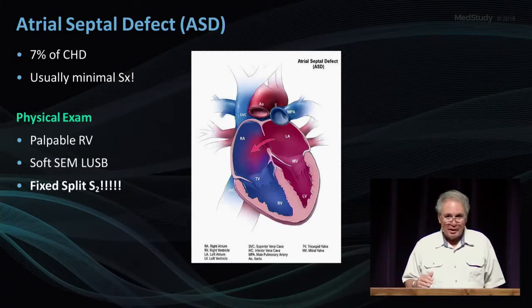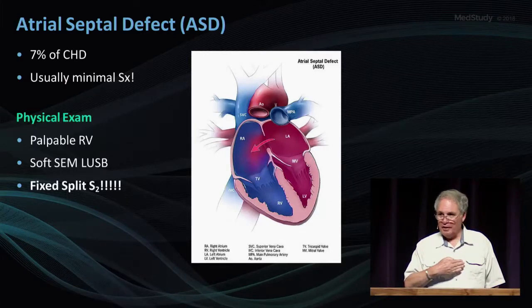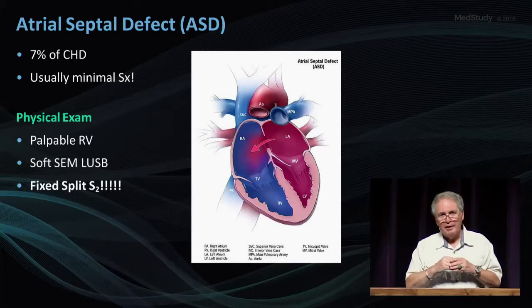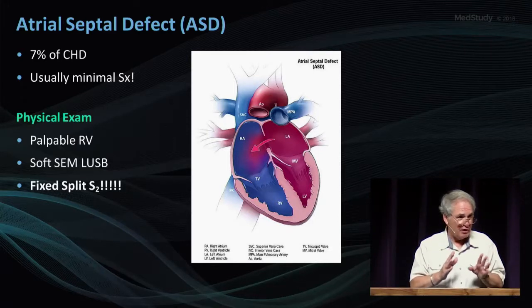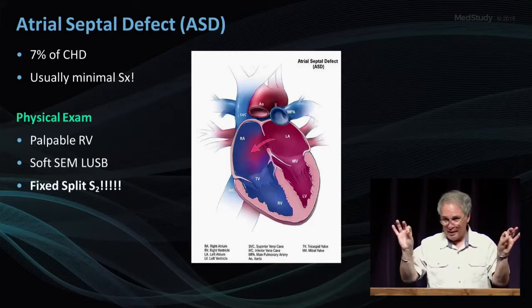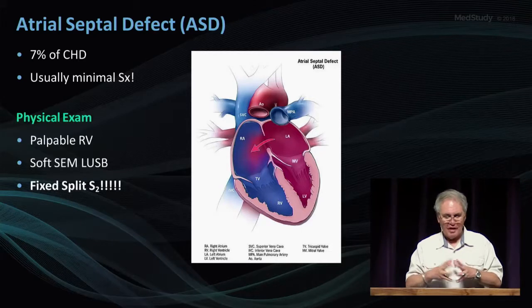On physical examination, because of this overload of the right ventricle, you might feel a heave right here at the left lower sternal border. That's your right ventricle, by the way. Okay, and this blood that's shooting out the pulmonary artery can produce a soft, it doesn't punch you in the face, it's a soft systolic murmur, okay? And the hallmark, worth underlining, asterisk, yellow, whatever, the hallmark of an atrial septal defect is the famous fixed splitting of the second heart sound.